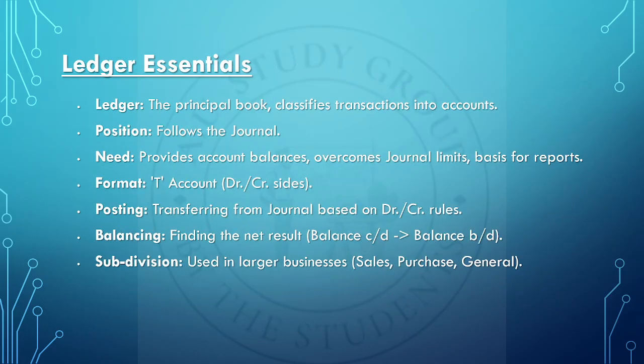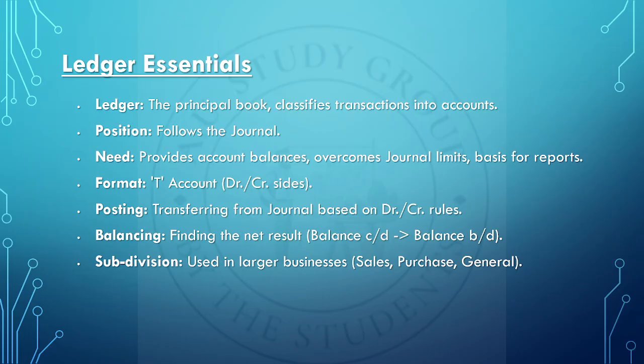Now, there you have it basically. The ledger is the principal book which classifies transactions into different accounts. It takes the chronological data from the journal, classifies it into accounts, and allows us to find balances easily through posting and balancing. And also from here, we can take it forward to all financial reporting. Understanding the ledger is fundamental to understanding accounting.